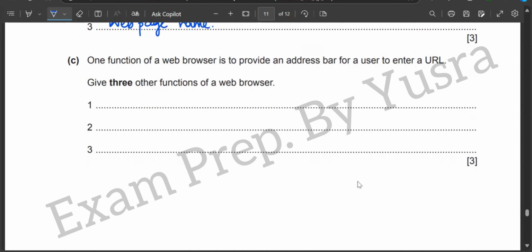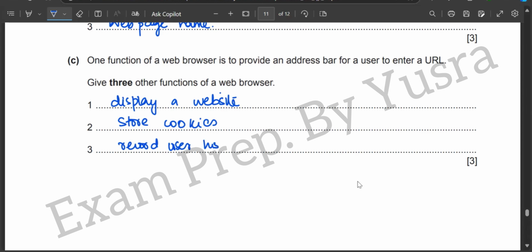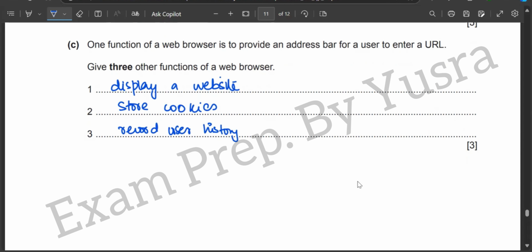One function of a web browser is to provide an address bar for a user to enter a URL. Give three other functions of a web browser. We use a web browser to display a website. We use a web browser to store cookies. We use a web browser to record the user history. And we also use a web browser to store bookmarks.